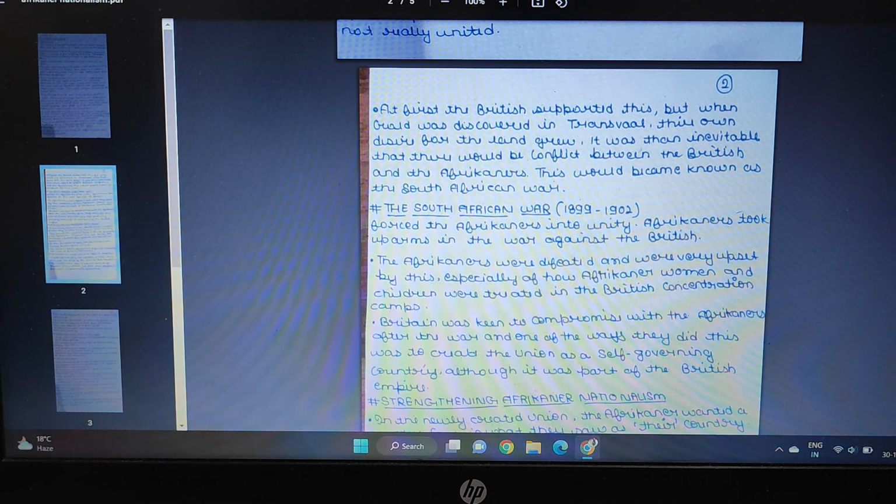The Afrikaners were defeated and were very upset by this, especially by how Afrikaner women and children were treated in the British concentration camps. Britain was keen to compromise with the Afrikaners after the war, and one of the ways they did this was to create the Union as a self-governing country, although it was part of the British Empire.